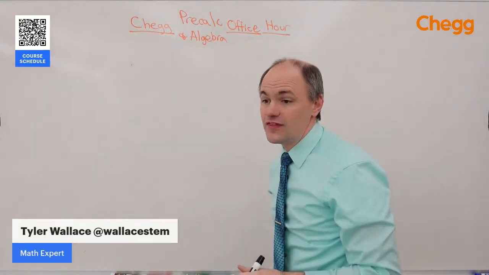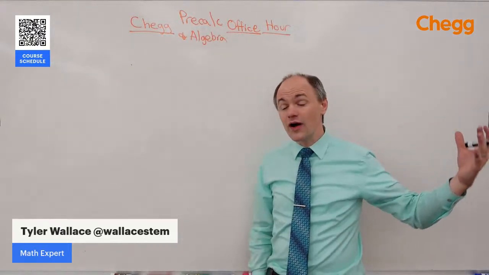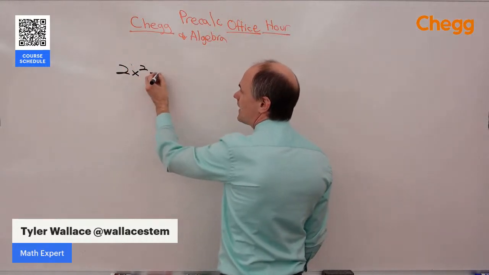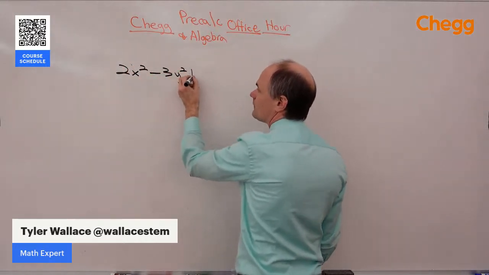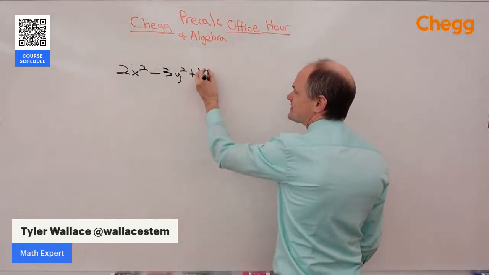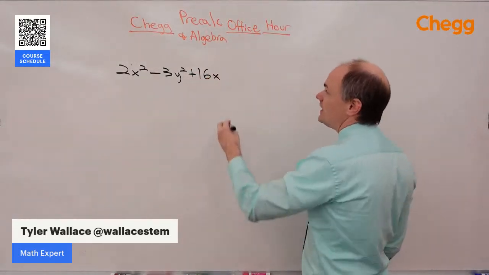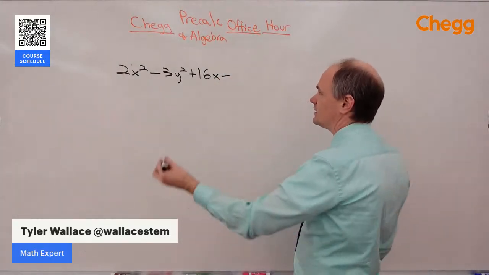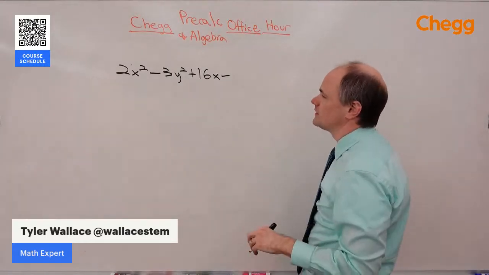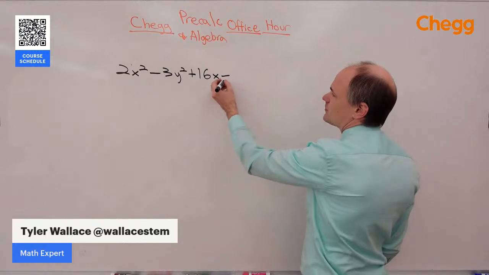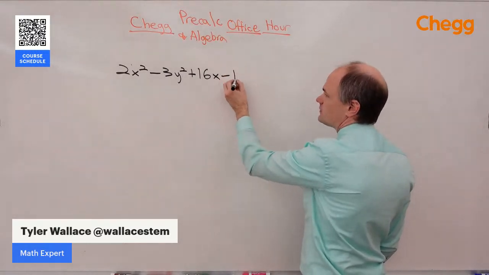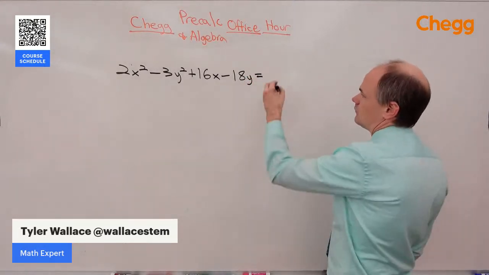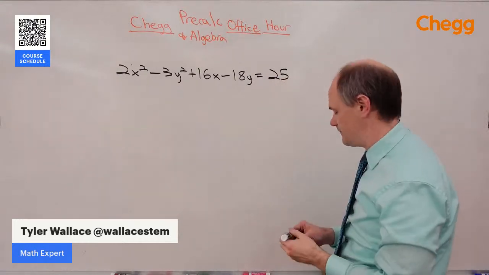So let's start with a hyperbola question because it really goes well with completing the square. Let's say I've got 2x squared minus 3y squared plus 16x minus, I don't want to make the numbers too ugly, let's just do 18y. I might regret that. Equals 25. I don't know, we need a number over there.